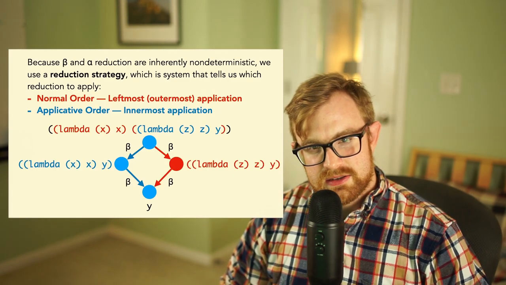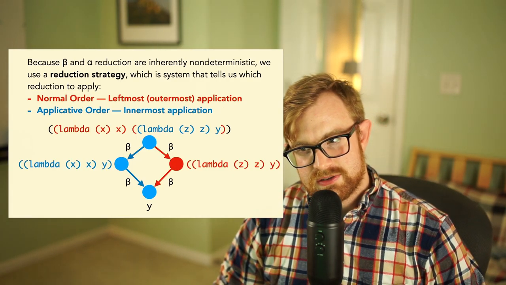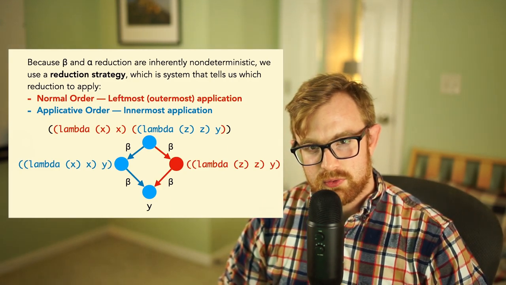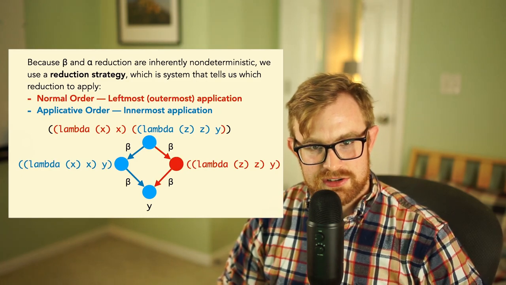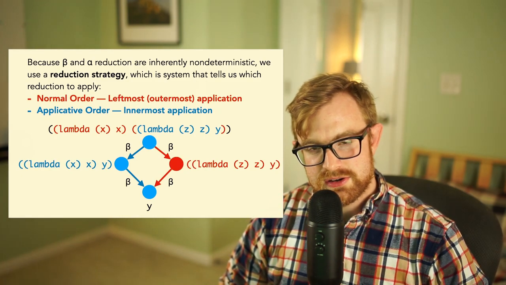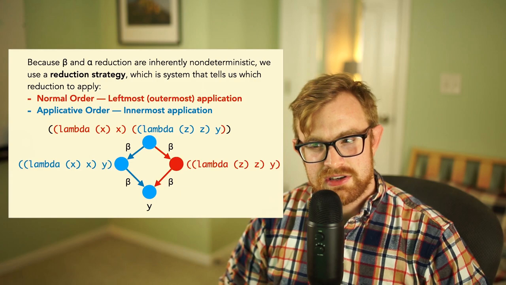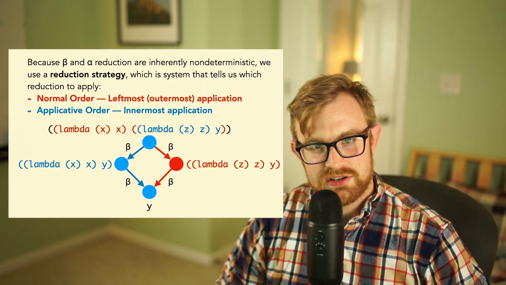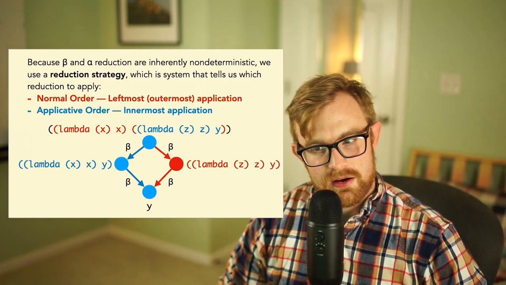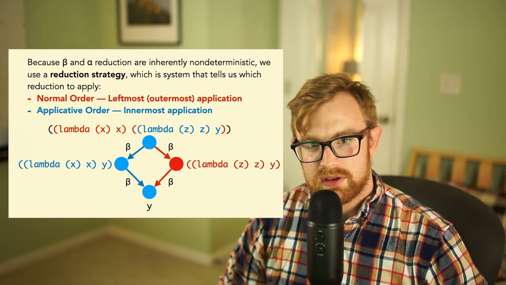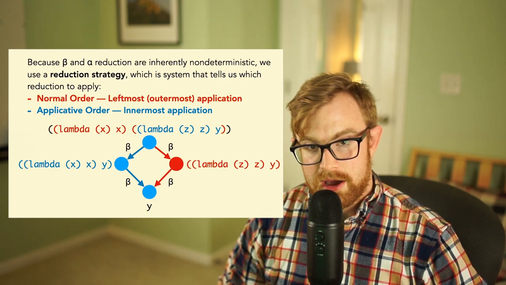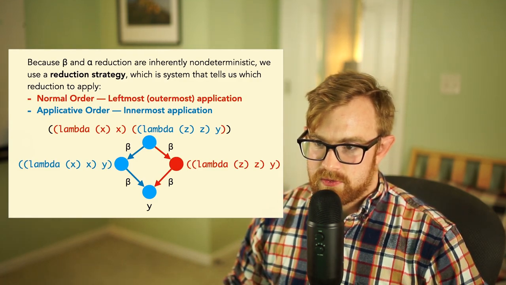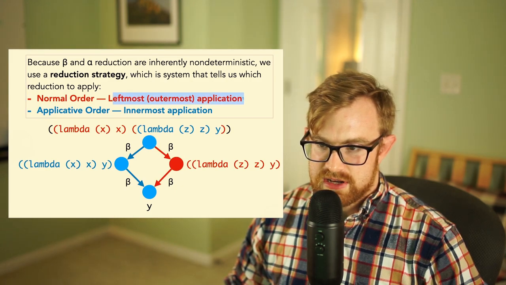Now, because the beta and alpha reductions are inherently non-deterministic, we are going to ultimately rely upon something called a reduction strategy. We're going to go in depth on reduction strategies in the next lecture, but I'm just going to give the two most common ones right here. The first is what's called normal order, or call by name reduction. In these reductions, you always perform the leftmost or the outermost application.